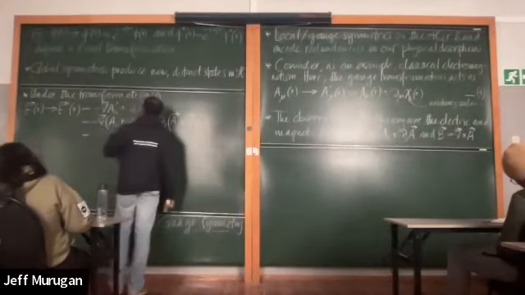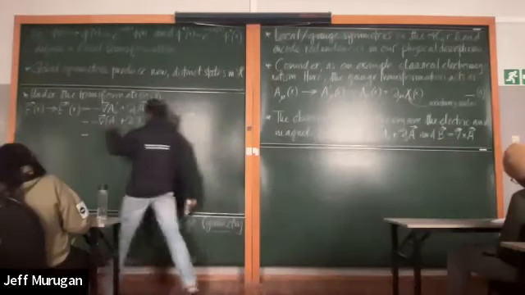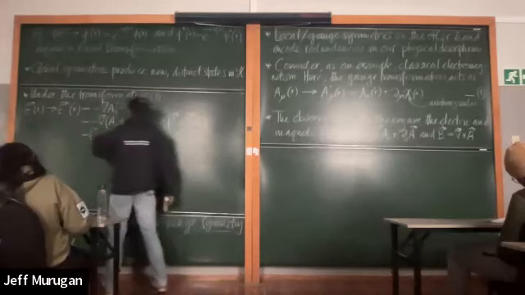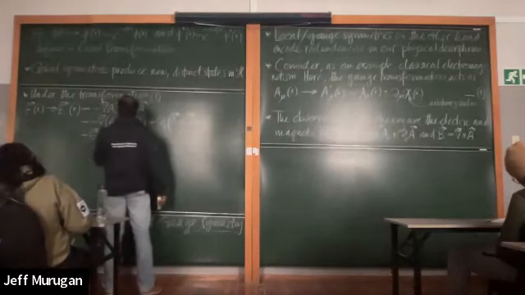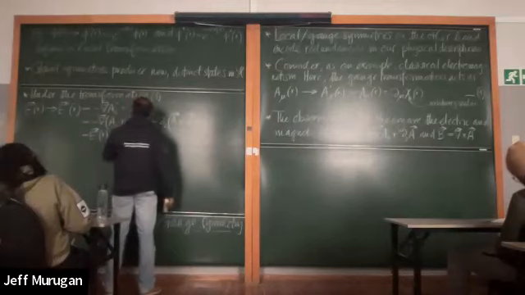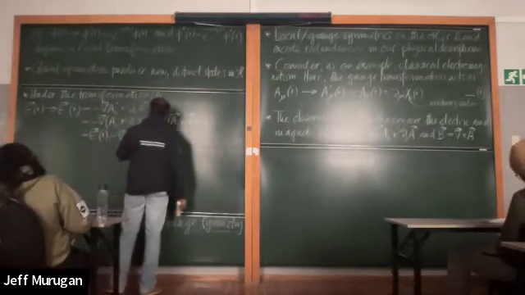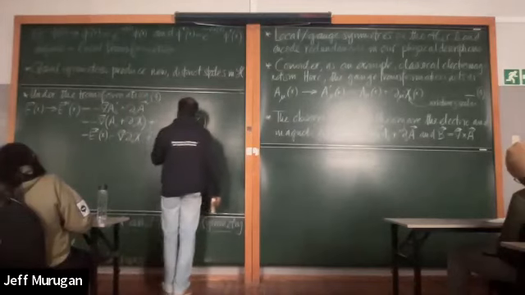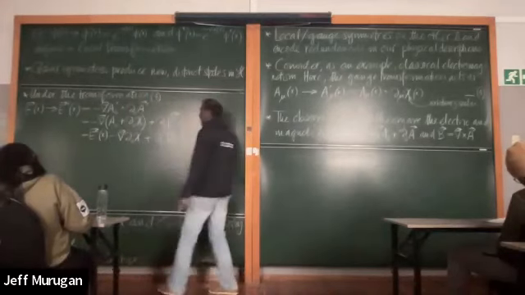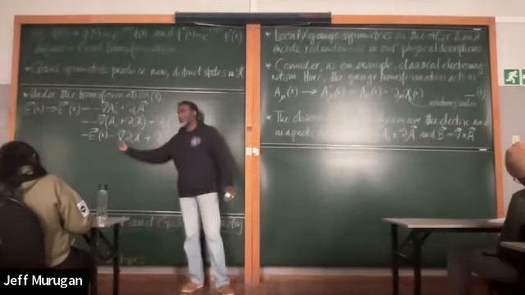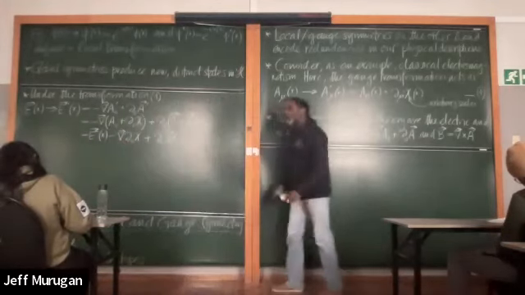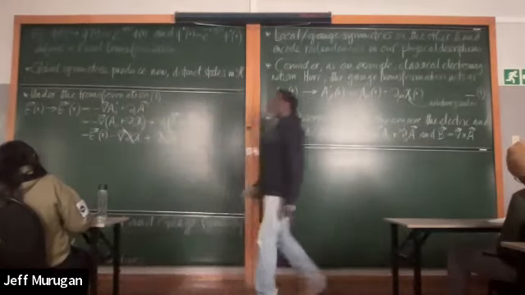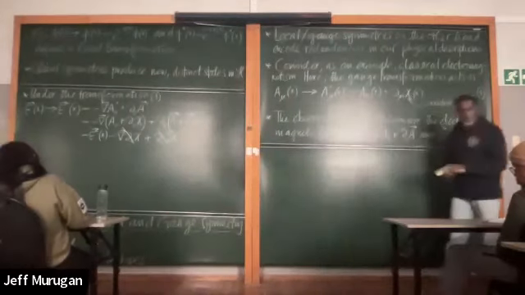On one side, I have minus gradient of A naught plus the time derivative of A, and that is E of x. And in the remaining terms, I get minus the gradient of the time derivative of chi plus the time derivative of the gradient of chi. These mixed derivatives are commutative, so these two terms will cancel each other out. And you can see that the electric field is unchanged by this transformation.